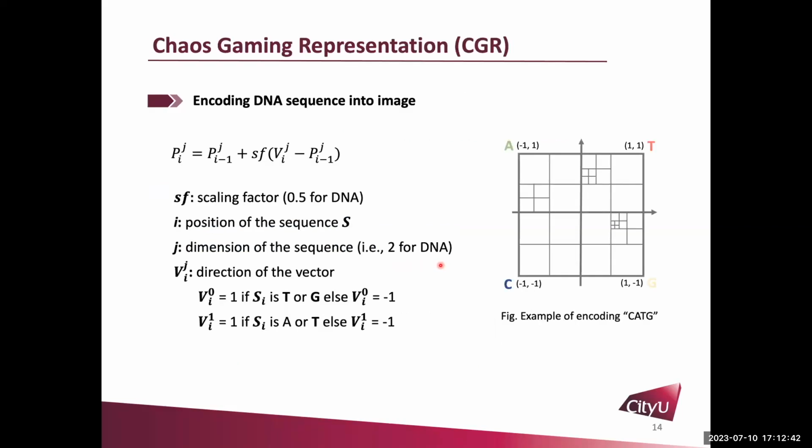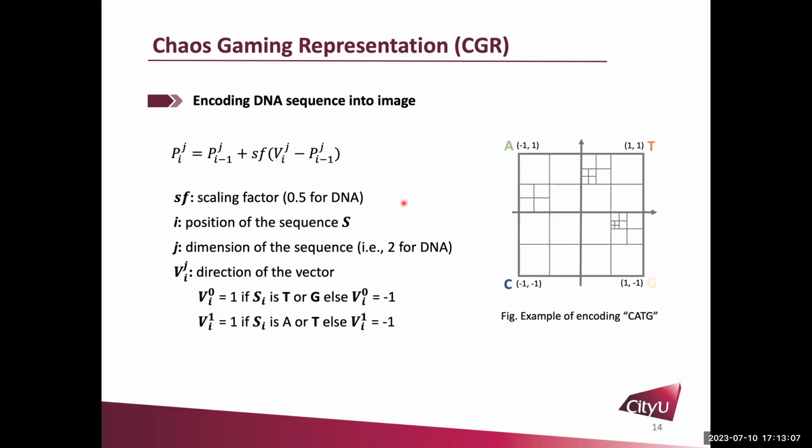Let me give you a more detailed explanation of how we convert the DNA sequence into the images. Here is the recursive function, and as you can see, the next move only depends on the current position and the direction. The current position will be p_{i-1} and the direction will be V_{ij}.